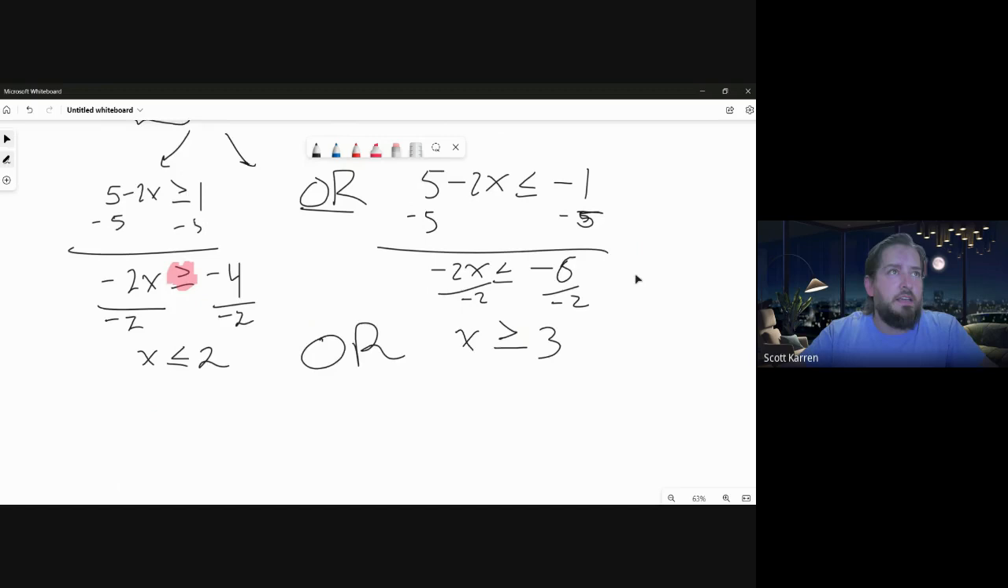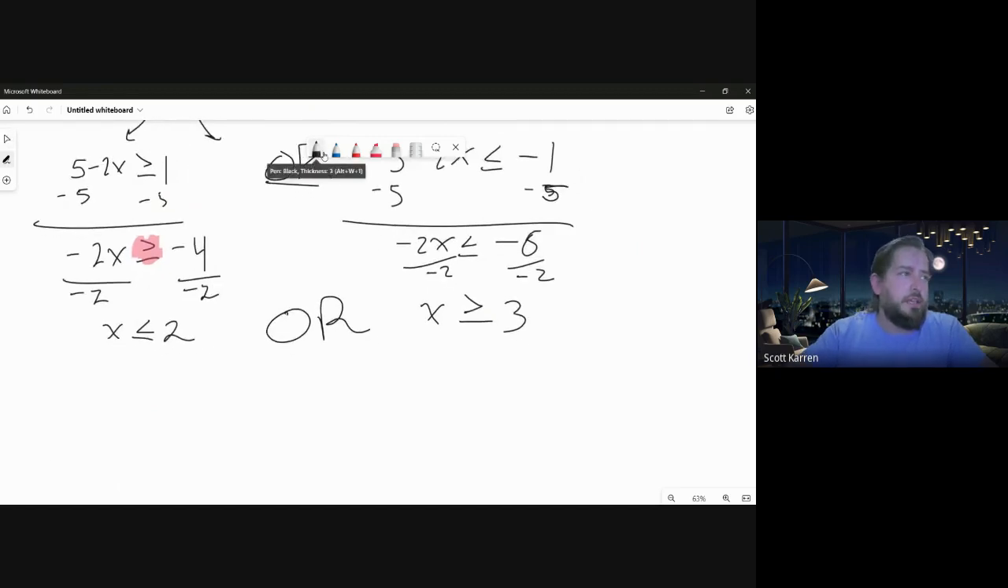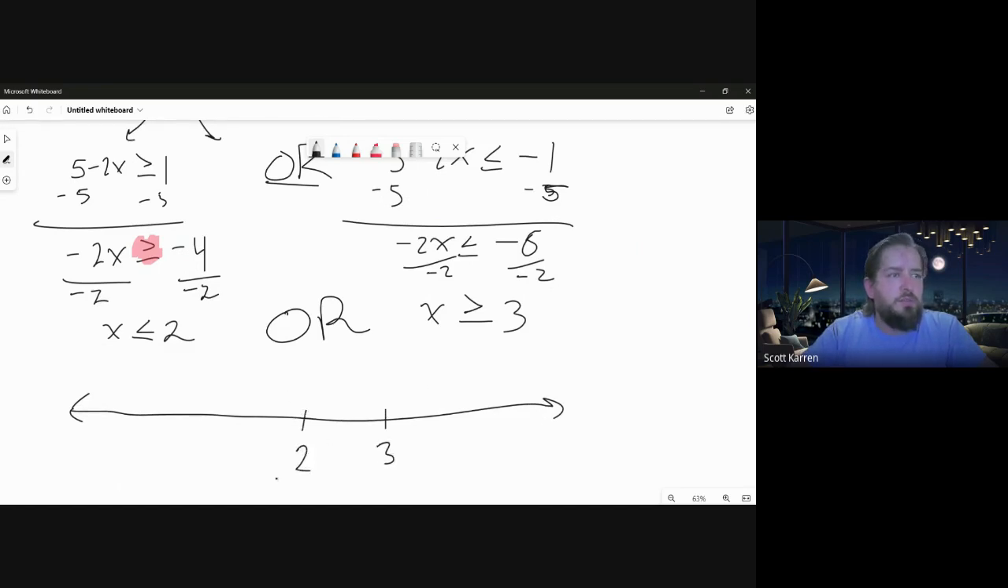If I graph this guy, it looks like this. I have a spot at 3, I have a spot at 2, and really I don't care about any other numbers. You can put 0 if you want, but throw 2 on there, throw 3 on there. X is less than or equal to 2 is a solid dot at 2, and then a shade to the left. And then x is greater than or equal to 3 is a solid dot at 3 and a shade to the right.